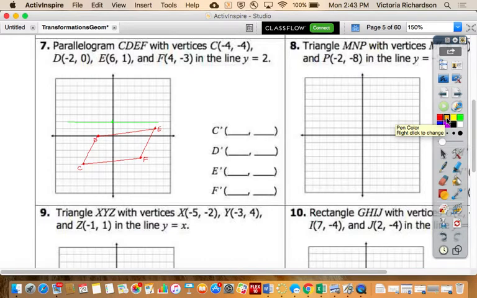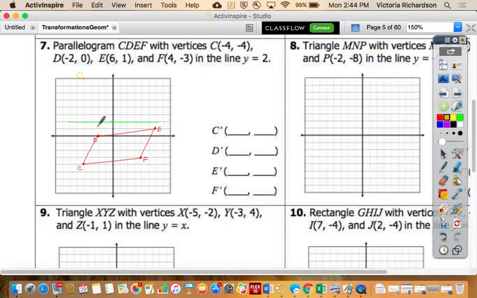So I'm going to start with C. C is 1, 2, 3, 4, 5, 6 away from the line of symmetry or the line of reflection. So I need to make sure it's 6 above. 1, 2, 3, 4, 5, 6. And I put a point. So this was C prime.